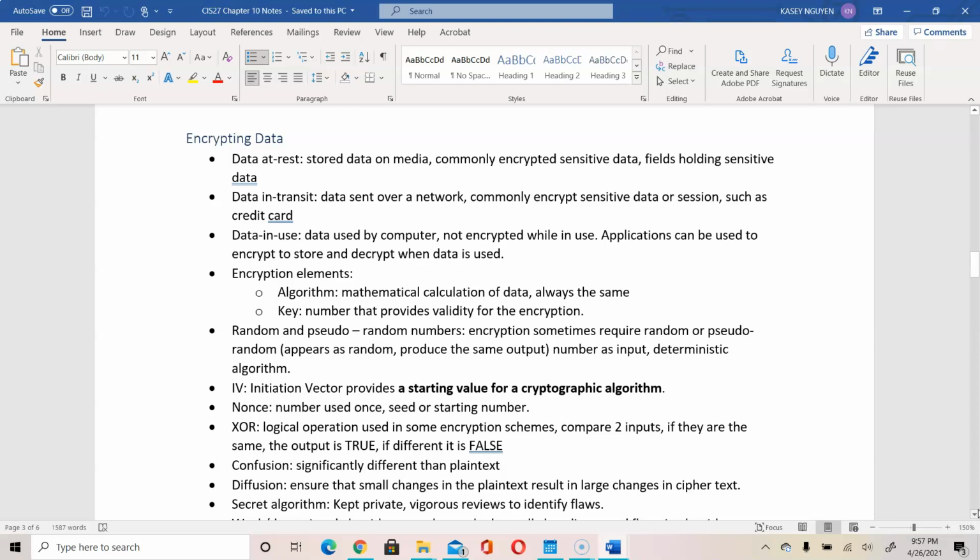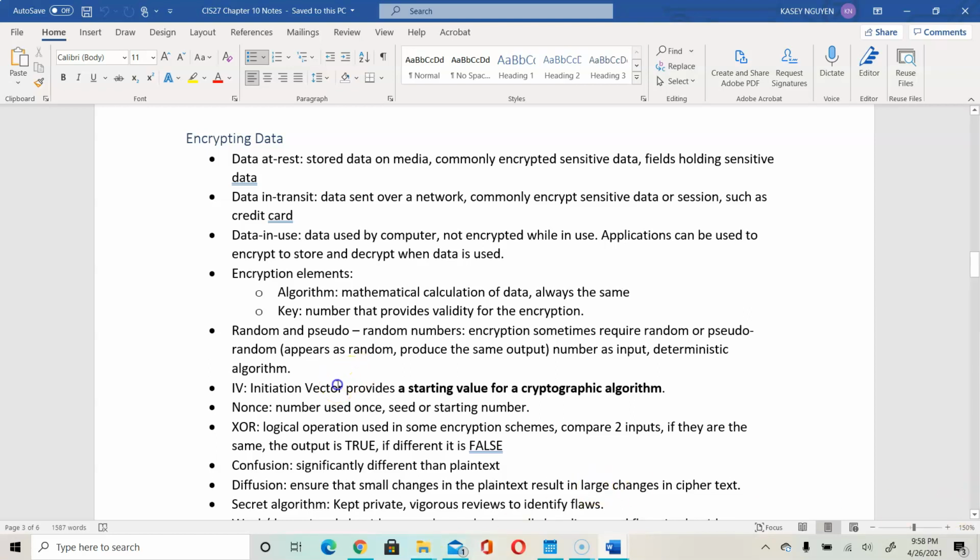And with encryption, the other area we would look at is how it is generating values. Is it going to be randomized, or is it pseudo-random numbers? Encryption sometimes requires random or pseudo-random values. Pseudo-random just means that it appears to be random, but it's always going to produce the same output based on the input. So with that, we can see how the algorithm would then be deterministic.